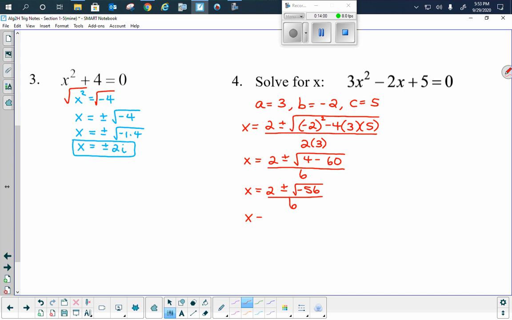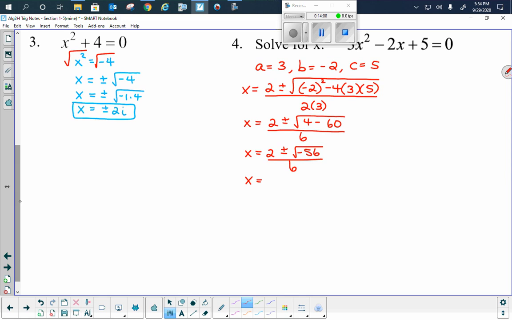And now, since we're in the complex chapter, we're going to think of that as negative 1 times 56. Break down your 56. Square root of 56 would be 2 root 14. Okay, because it's 4 times 14. All right, for 56. So we've got 2 plus or minus. Don't do too many steps at once if you can't get this right. So 2i root 14. That's what should be there, over 6.